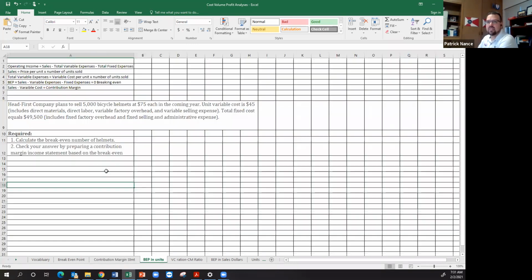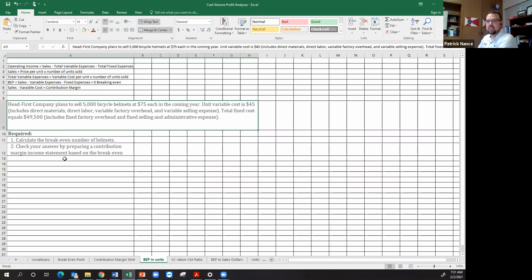So let's look at a problem for this. I've got some of those formulas I talked about here. Head First Company plans to sell 5,000 bicycle helmets at $75 each in the coming year. Unit variable cost is $45. This includes direct materials, direct labor, variable factory overhead, and variable selling expense. Total fixed cost equals $49,000. This includes the factory overhead and fixed selling and administrative expenses. It says find the break-even in the number of helmets.